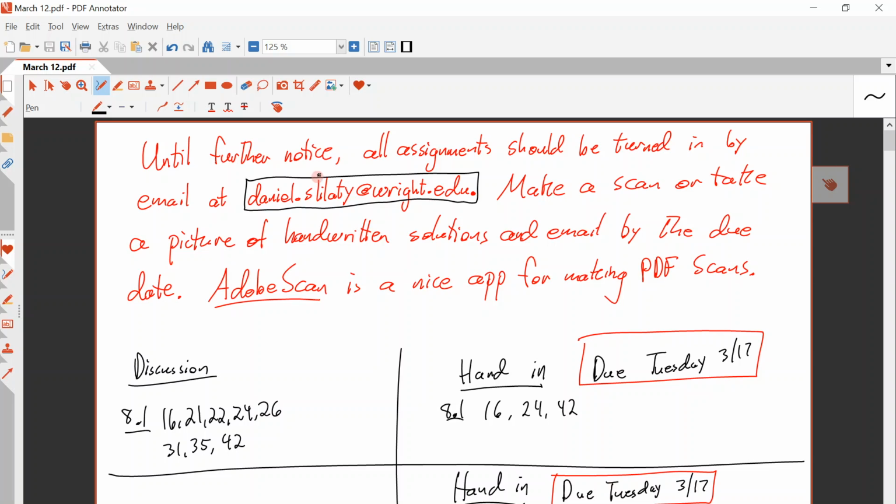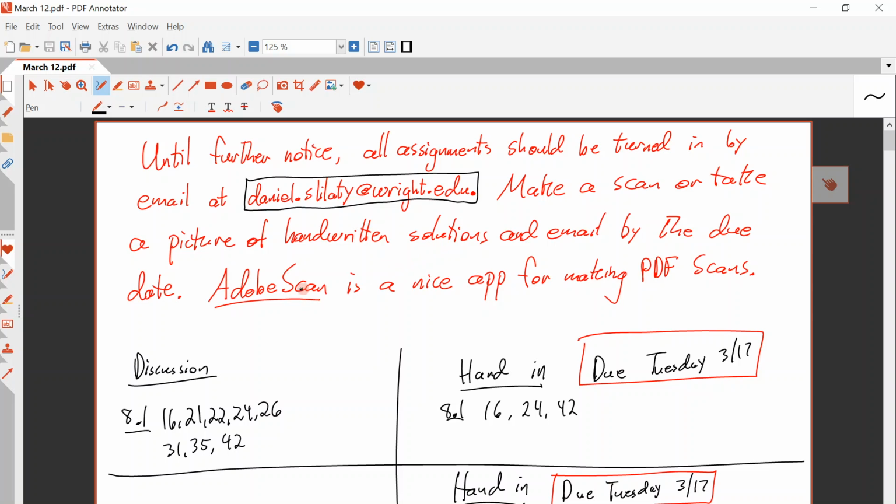Until further notice, all assignments should be turned in to me by email at my email address, daniel.slilotti@wright.edu. Make a scan or take a picture, so you can do your solutions electronically and email that to me. Or you can just do them by hand as you often would. Make a scan or a picture of your handwritten solutions and email that to me by the due date.